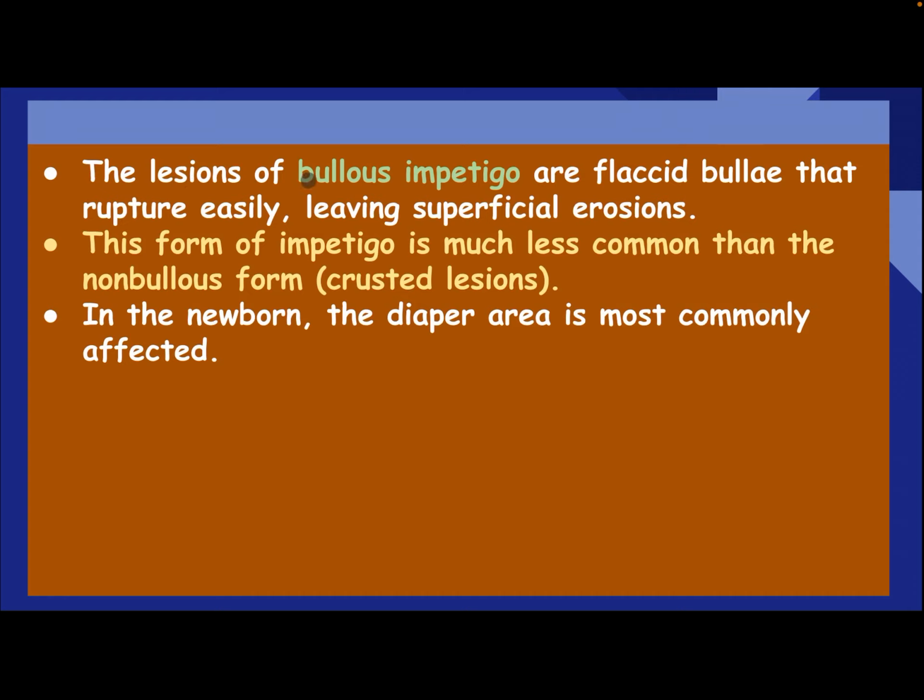The lesions of bullous impetigo are flaccid bullae that rupture easily, leaving superficial erosions. This form of impetigo is much less common than the non-bullous form, a crusted lesion. In the newborn, the diaper area is most commonly affected.